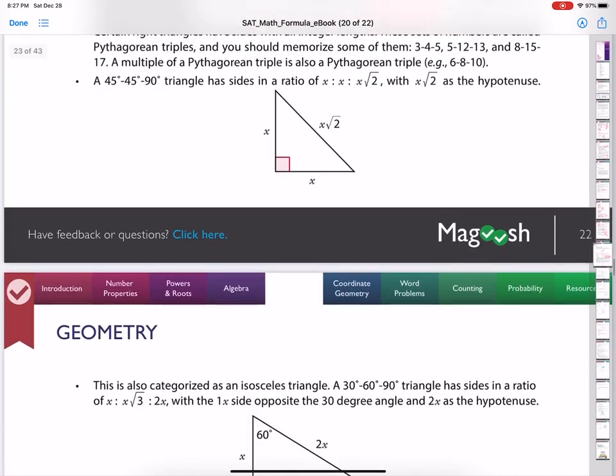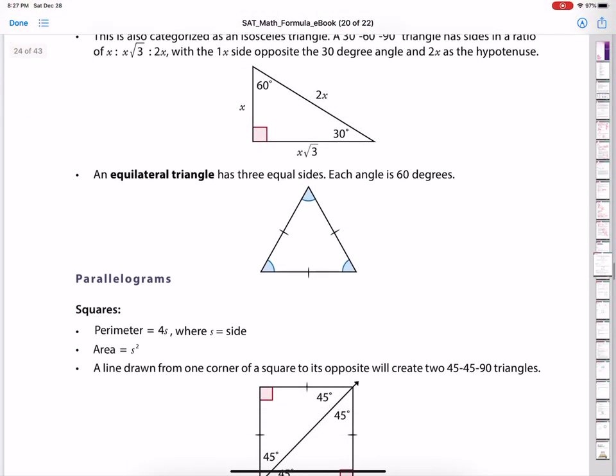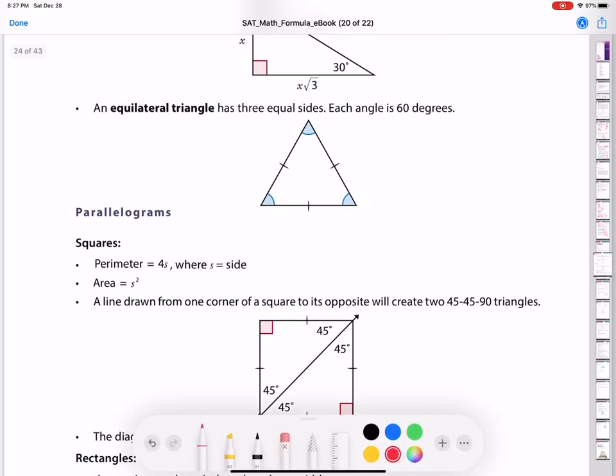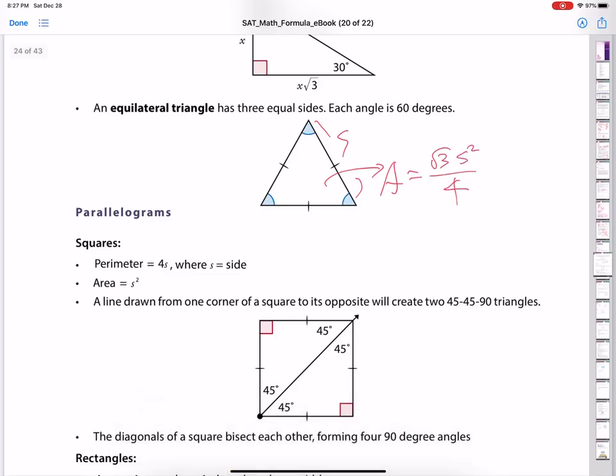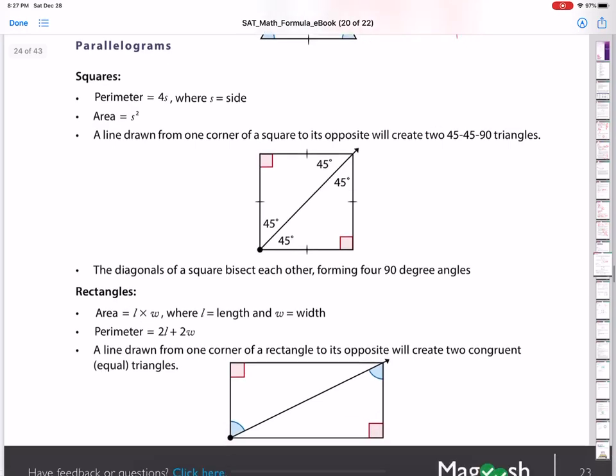Next. Okay, equilateral triangle. I'm going to ask you to just memorize the area of an equilateral triangle. If one side is S, how can you find the area of an equilateral triangle? Root 3 S squared over 4. Memorize and use it.